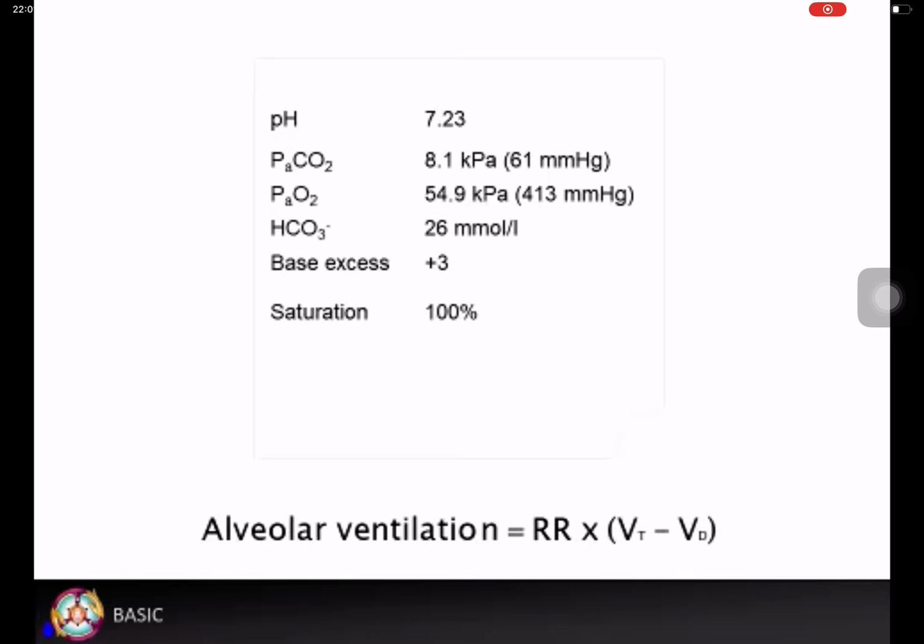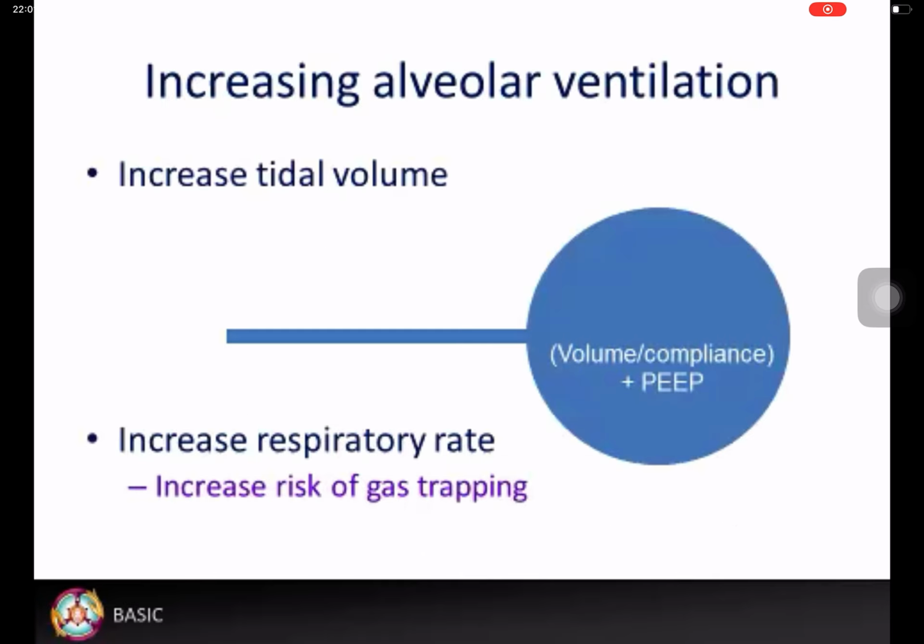The PaO2 is very high and the oxygen concentration can be reduced. He has a respiratory acidosis with a raised PaCO2 and the alveolar ventilation needs to be increased. This can be achieved by increasing the tidal volume or increasing the respiratory rate, or both. Increasing tidal volume increases alveolar pressure and risk of barotrauma, while increasing the rate increases the risk of gas trapping. So what should we do?